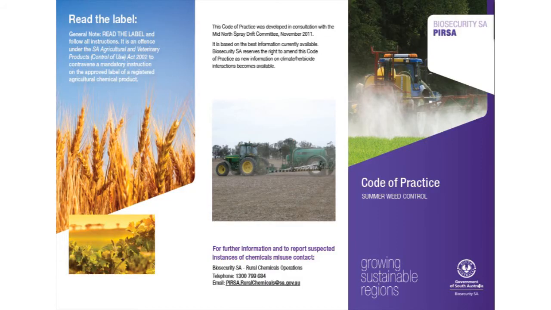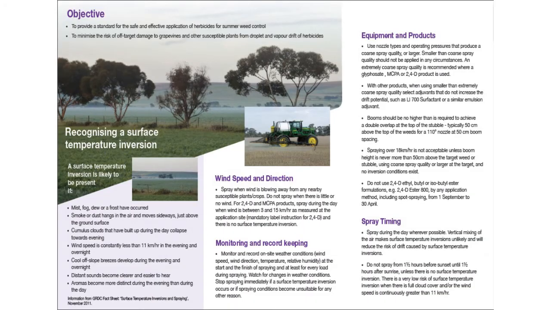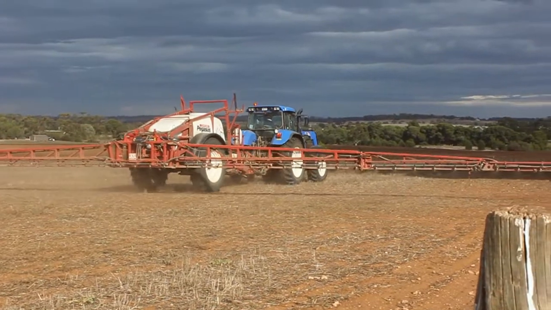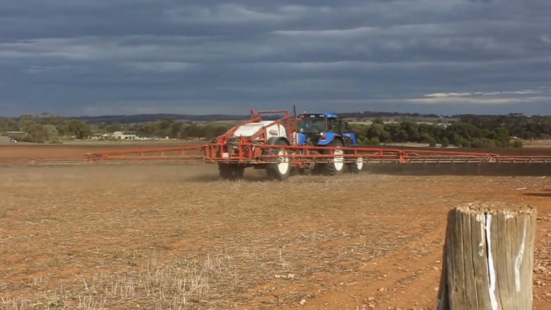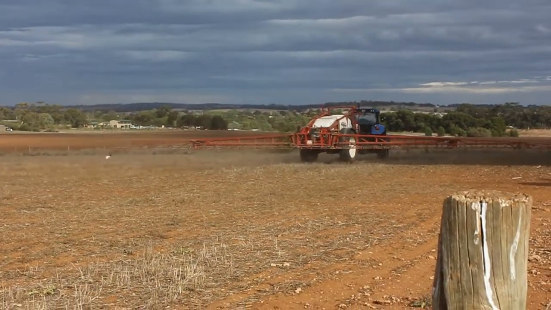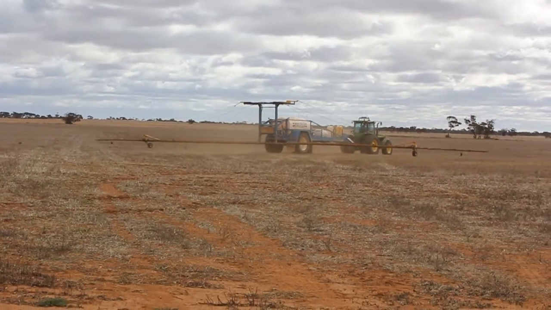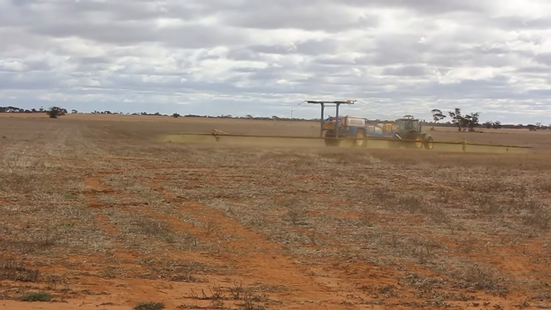The code of practice, that is a statewide code of practice, says not to spray within an hour and a half prior to sunset through to an hour and a half after sunrise, unless there is no inversion layer. So if there's full cloud cover at night, there's a breeze continually over 11 kilometres an hour, feel comfortable about spraying in those conditions. But as we're getting into the afternoon and we're seeing the wind starting to drop out, we're pretty sure that there's going to be an inversion layer. It's time to stop.